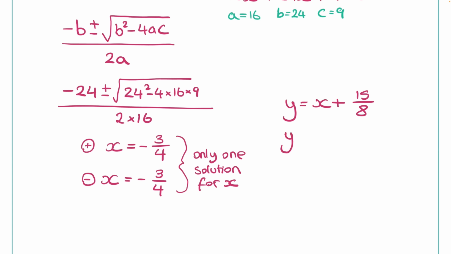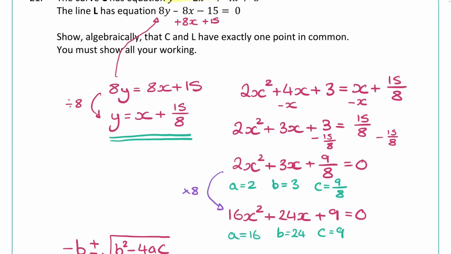It's not going to, but we get y is equal to minus 3/4 plus 15 over 8. We can substitute that in on our calculator. So minus 3/4 plus 15 over 8, and that gives us 9 over 8, or 1.125. So y equals 9 over 8. And there we go, only one solution for y.